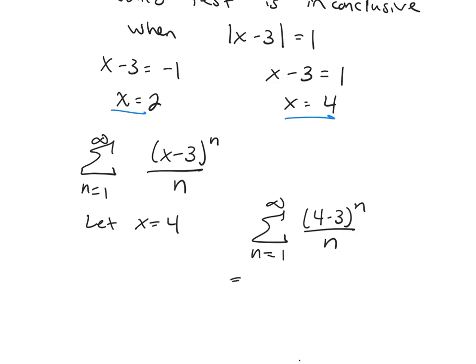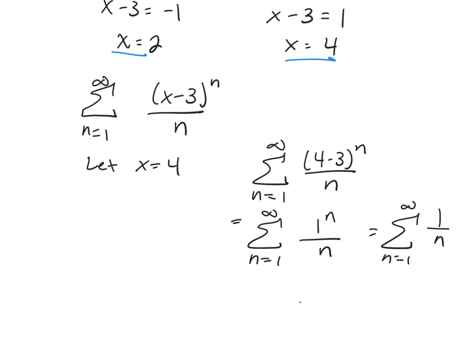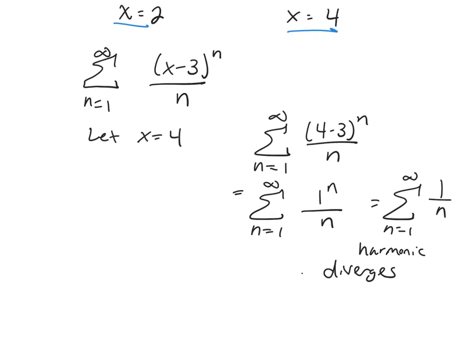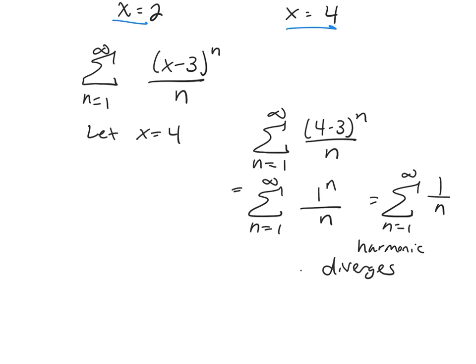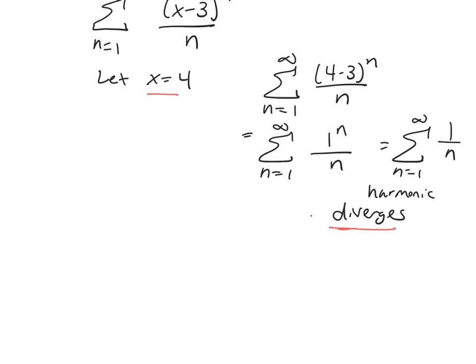Well, this is really just 1 to the n over n. What's 1 to the n? 1. It's always 1. So this is a harmonic series, and so it diverges. Okay? So I know that this x equals 4 is not going to give me something that converges. It gave me something that diverged. I still need to plug in 2. That was my other value. So let's plug in 2 now and see what I get.